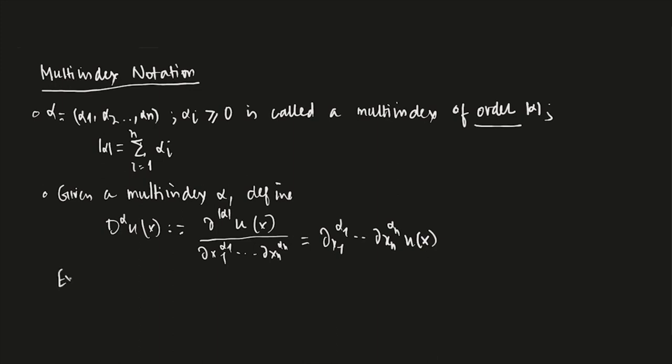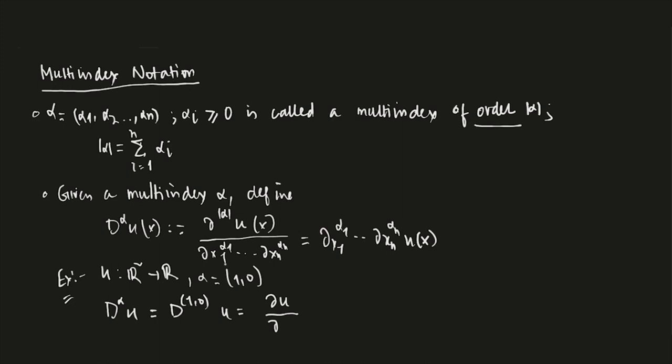Let's take an example and see what it means. Let's say u is from R2 to R, and alpha is (1, 0). Let's see what happens to D alpha of u. This is D of (1, 0) of u. This should look like del u, because mod alpha is 1 plus 0, which is 1, by del x. The first one is for x1, so this is del x1 to the power 1, and the 0 is for del x2, which is 0. So that is not there, and we are not going to write it. This is del u by del x1.